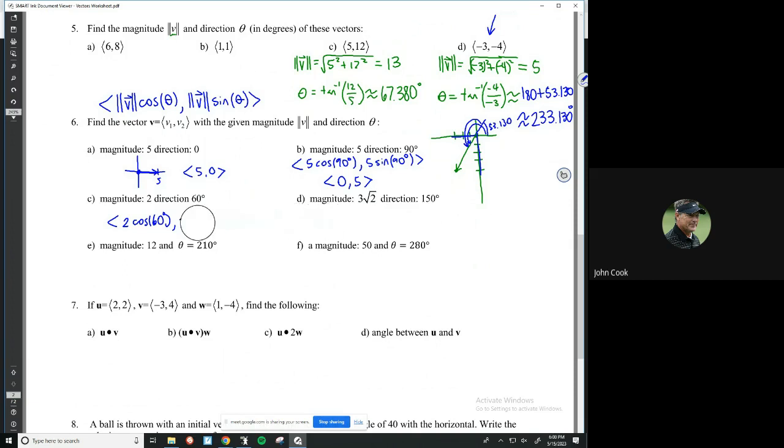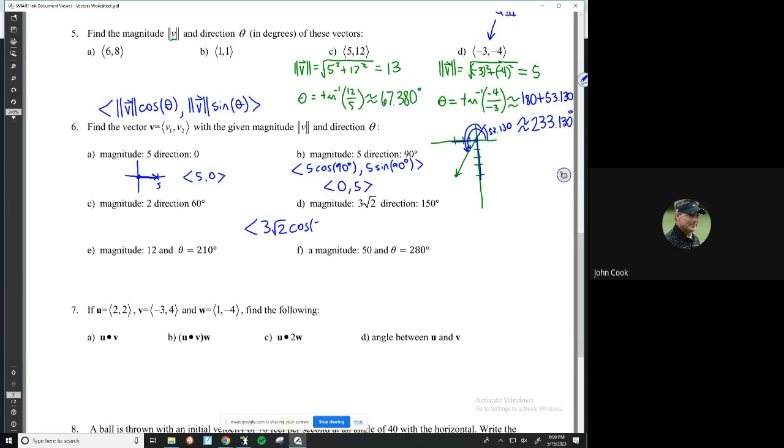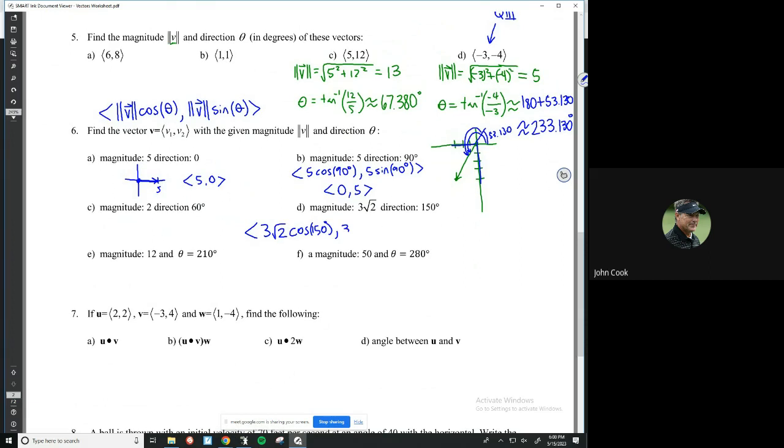Okay, a little bit more. Magnitude of 3 square root of 2, so that'd be 3 square root of 2, and then direction of 150, so cosine of 150. And then 3 square root of 2, sine of 150.